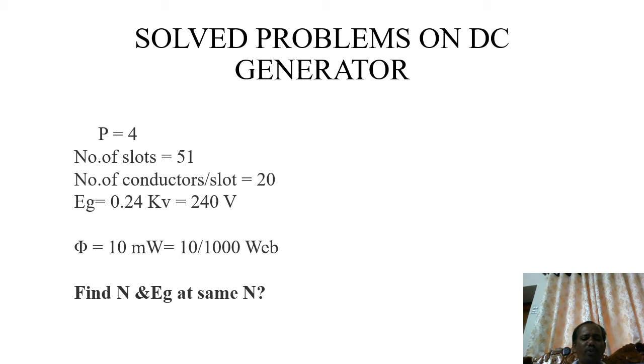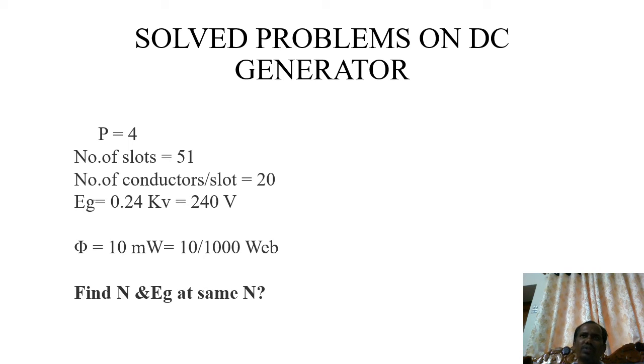P, the number of poles, is 4. Number of slots is given as 51. Number of conductors per slot is 20. E_G is equal to 0.24 kilovolt, or 240 volts. Flux is 10 milliwebers, 10 to the power minus 3 webers. Find the speed and E_G at the same N. Means find the speed, and the induced EMF at the same speed.